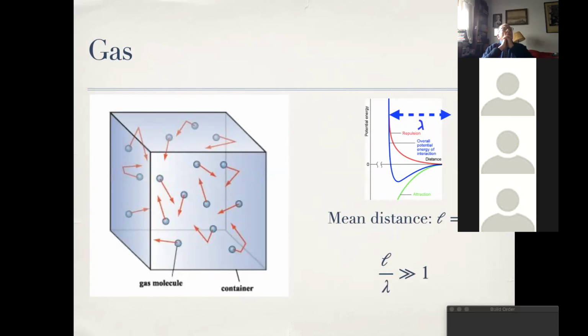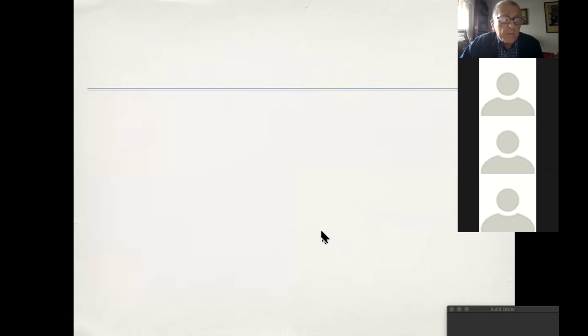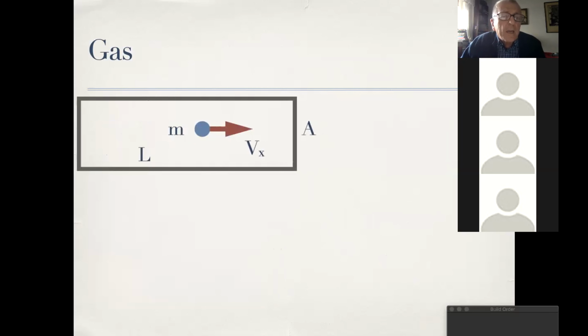And when the density is low enough, so that the mean distance is larger than lambda, our approximation that this is a free particle moving at random and only colliding with other particles and with the wall is a pretty good picture. So we will finish with a short calculation.